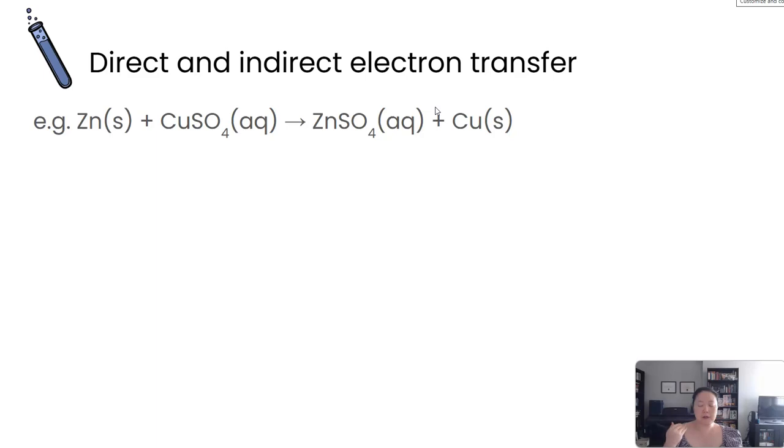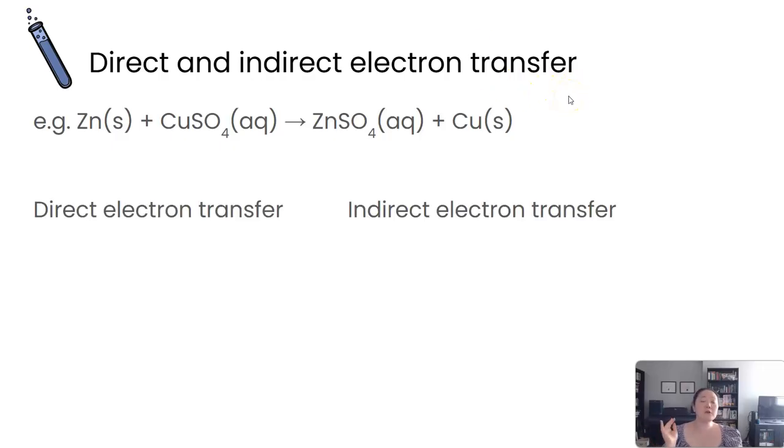Now, based on things that you know from before, you know that zinc is more reactive than the copper, and so this reaction will occur. The usual way that you would make this reaction happen is referred to as direct electron transfer. And direct electron transfer is basically where you take a stick of zinc and stick it into a beaker of copper 2 sulfate, and then the reaction happens.